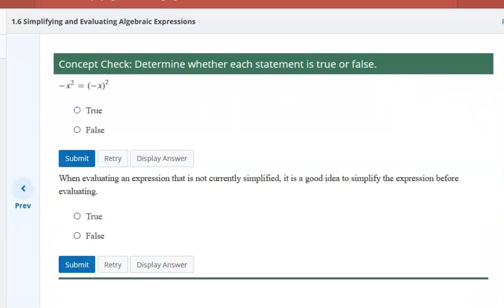We have a quick concept check again. You want to write this down. Now, do these equal each other? No, this is false. We just said that. When evaluating an expression that is not currently simplified, it is a good idea to simplify the expression before evaluating. Is that a good idea? And that is true. That is a good idea. And we'll see that as we move on as well.